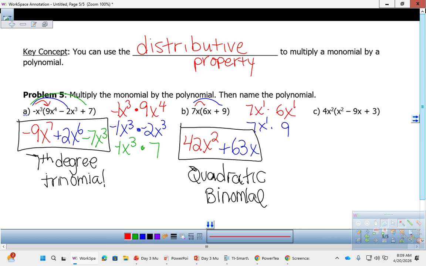All right, for the last one, I'm not going to write out the work on the side. I'm just going to do it, right? Because you don't have to write out those steps. So I'm doing 4x squared times x squared. 4 times 1 is 4. Keep the base. And since I'm multiplying, I'll add the exponents. 2 plus 2 is 4.